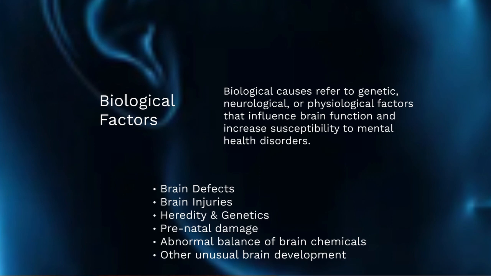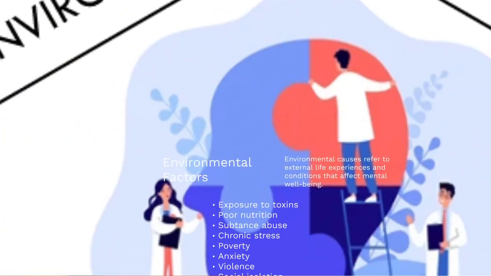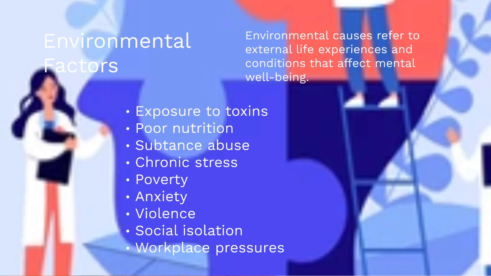So we're talking about a brain defect, like an actual physical brain defect caused by either birth or injuries. There's heredity and genetics, prenatal damage. This is not all that uncommon, as when children are being born, the mechanics of being born can cause some issues that they'll have to deal with forever. Abnormal balance in brain chemicals, like I said, your endocrine system is actually controlling the chemicals in your body, especially those in your brain, and then any other unusual brain development. So that's just an idea of potential biological factors that can contribute to a predisposition to mental health issues.